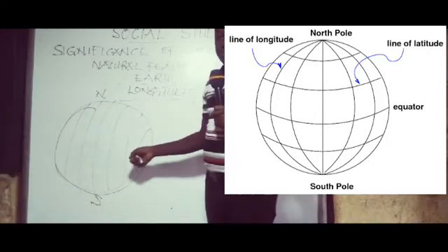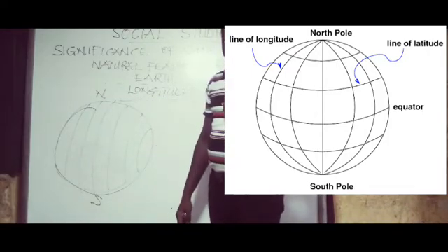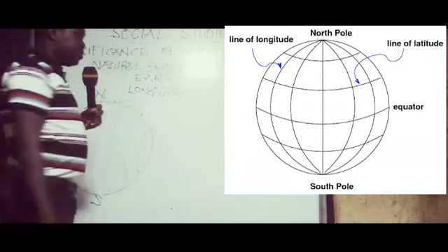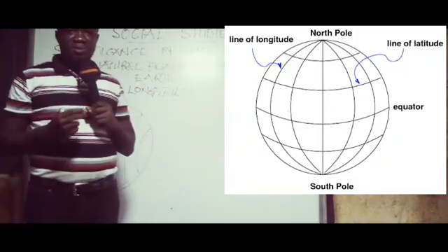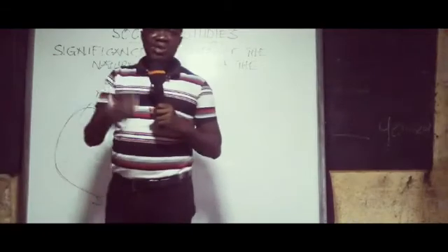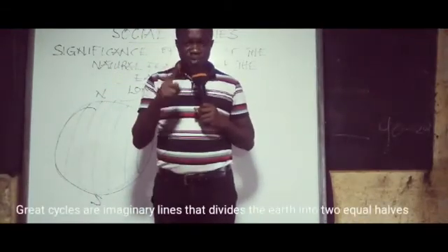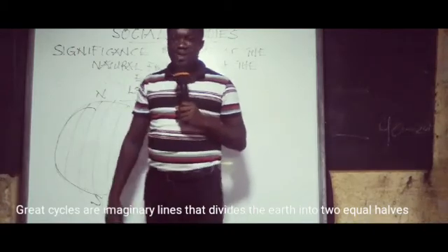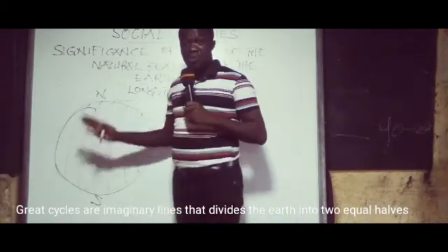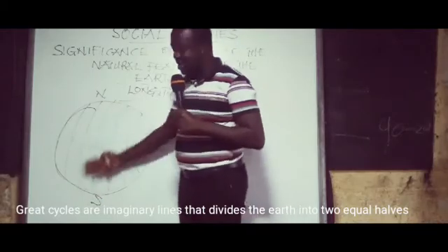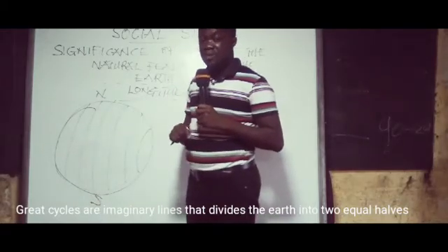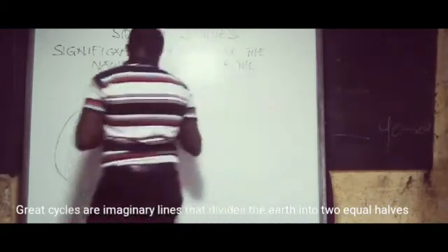Yes, they are connecting the North Pole to the South. That means they have another name. They are called great circles. Now, great circles, what am I referring to? Great circles are imaginary lines that divide the Earth into equal halves. You are saying, hey sir, what about the equator? I'll talk to you about that one later. But all the longitudes that we know about divide the Earth into 2 equal halves. Now, let me put my great circles here.